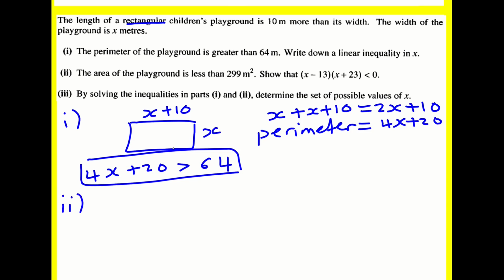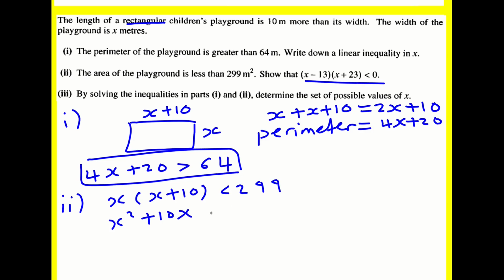In part 2, we've got that the area is less than 299. So that's going to be x times x plus 10 is less than 299. And I need to show that this is true. So I'm first going to expand it. I'm going to subtract the 299 because you can see in the final answer there's 0 on the left-hand side. And this is your normal process anyway for solving.